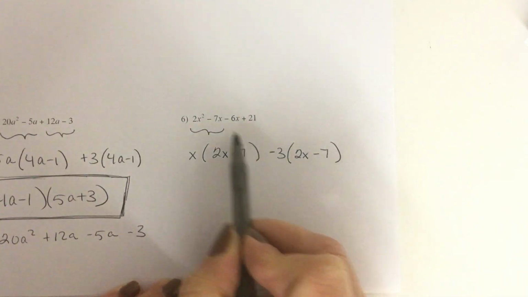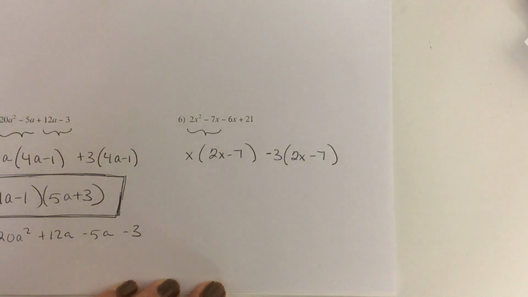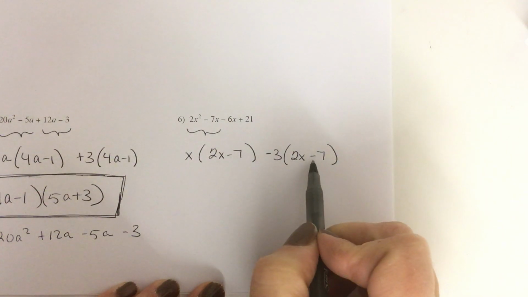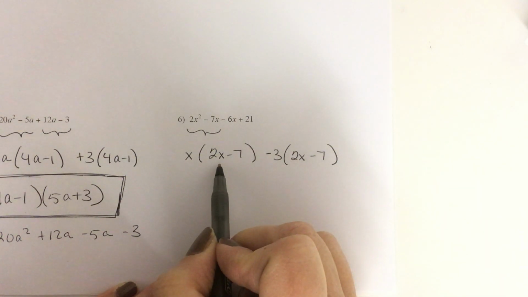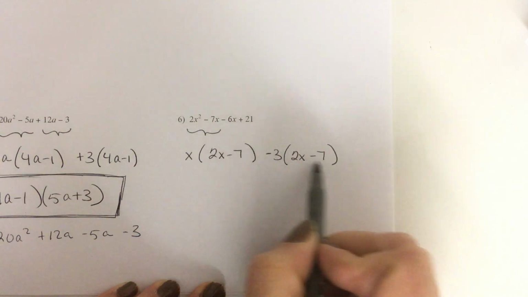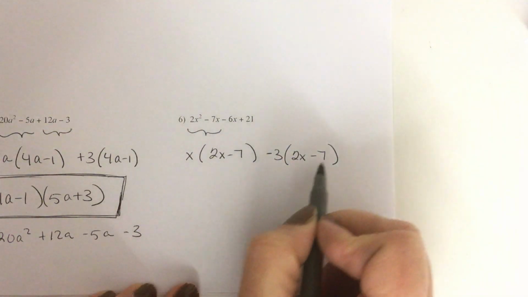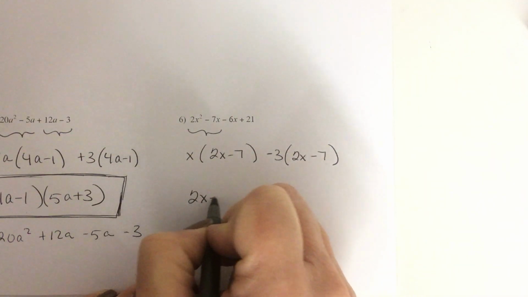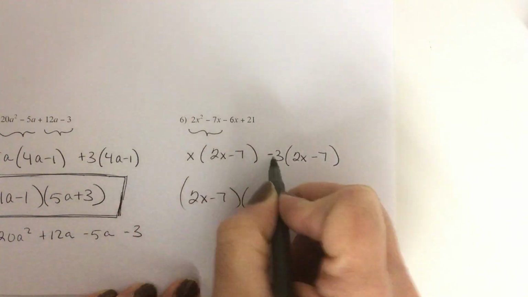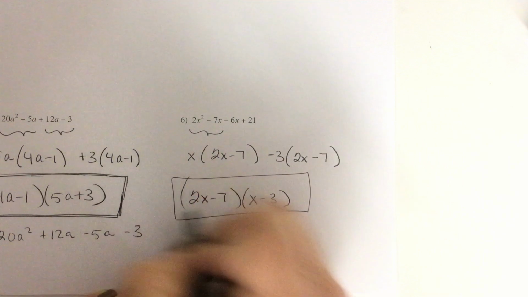If you would have factored out a plus 3 here, then you would be left with a negative 2x plus 7, and that's the opposite of this. So sometimes you have to factor out a negative to get this to be the correct sign, so that it's positive 2x minus 7. So then that's the same, so I'm going to pull out a 2x minus 7, and that leaves an x minus 3 in the second parentheses, so that is my answer.